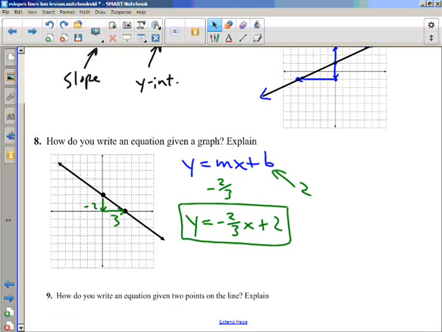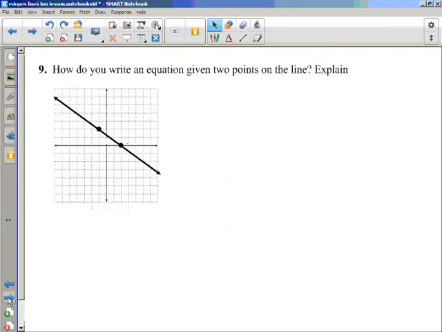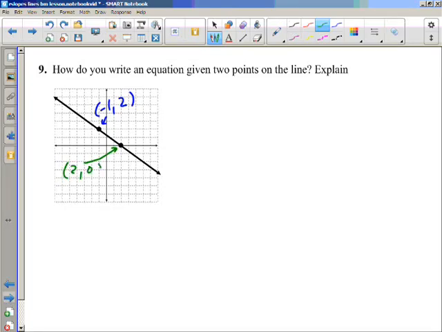Finally, how do you write an equation given 2 points? When we look at a situation like this, that last equation that we got had a y-intercept that landed right on the y-axis. In this case, we don't have that. And we don't want to estimate where that thing hits. So we're just going to take the 2 points, (-1, 2) and the other point, (2, 0). And we'll find our slope.